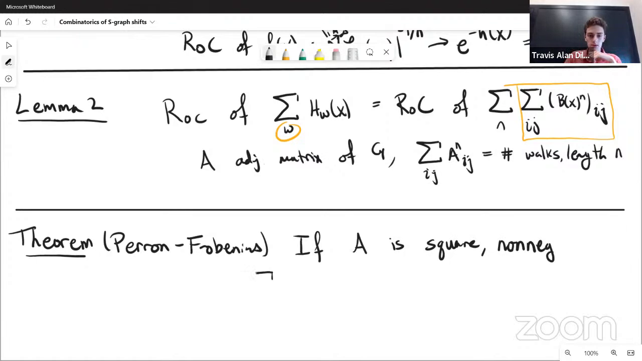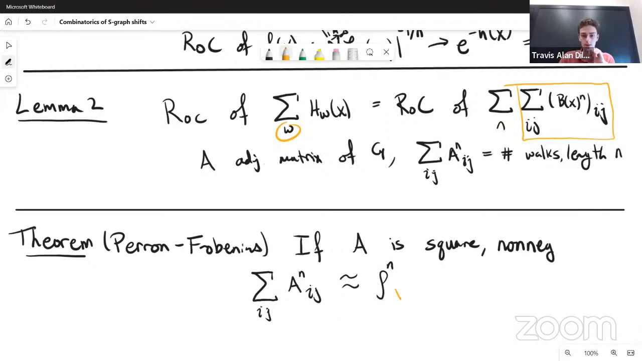then the sum of all of the entries in the nth power of A is more or less the nth power of the spectral radius of A. Now, the bound it gives you is a little bit different, but up to polynomial factors, this is true. Up to polynomial factors, the nth power of the spectral radius is an upper and a lower bound for this sum.